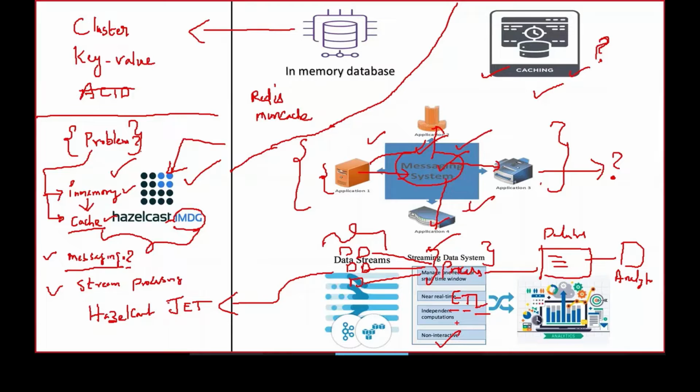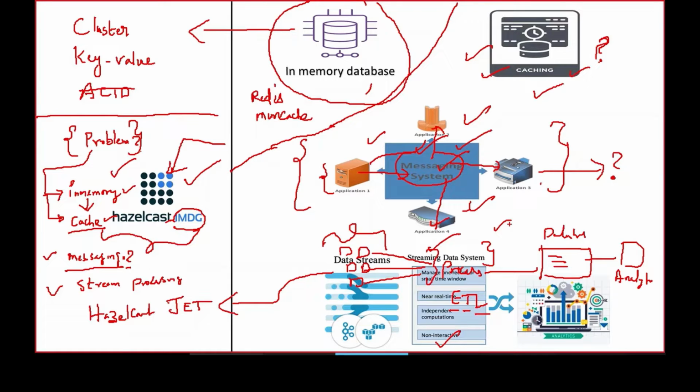So we should not just confine it to being an in-memory database. It's not just that. It plays its part in three important areas. It works on caching, it works on providing a messaging system, and it also works on providing a data streaming system. So as I go step by step, first I'll be sorting out what caching is and how we resolve the problem by using Hazelcast, which is a hands-on demo.